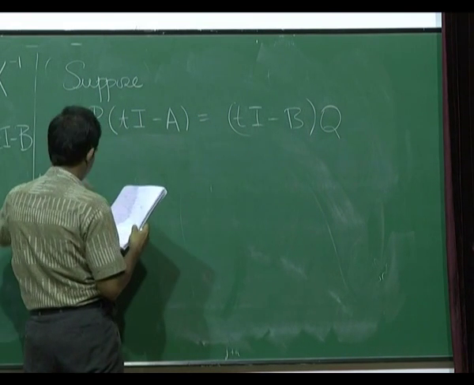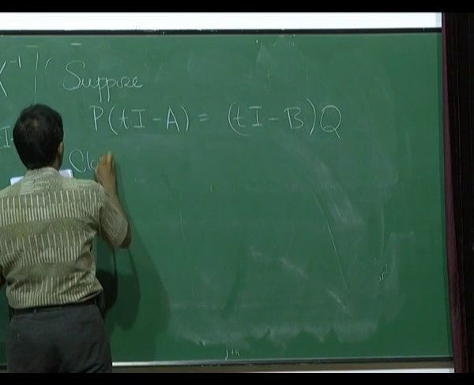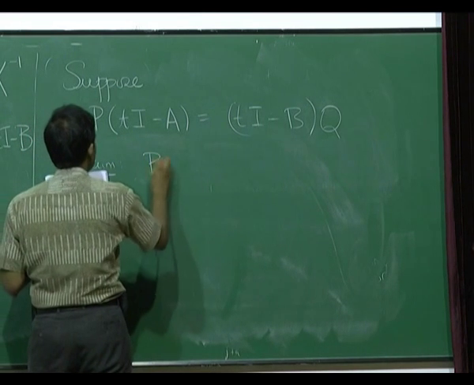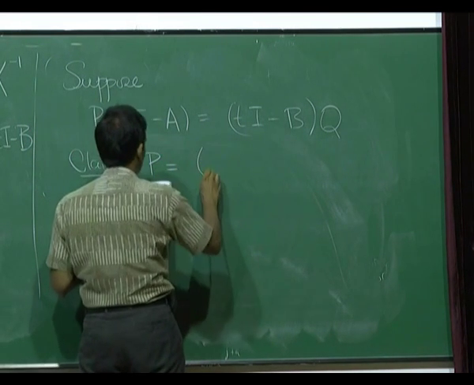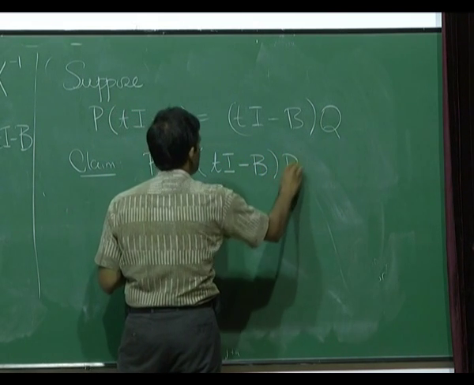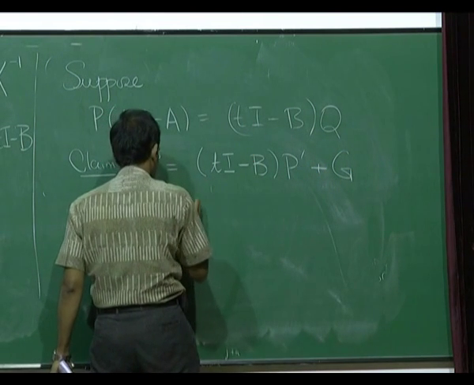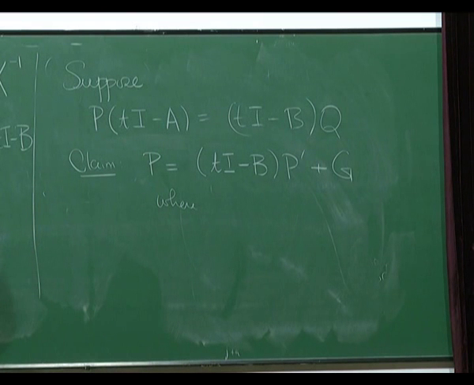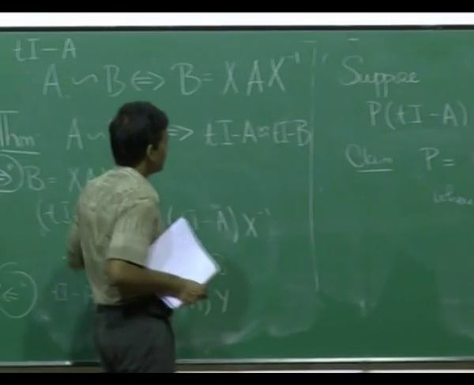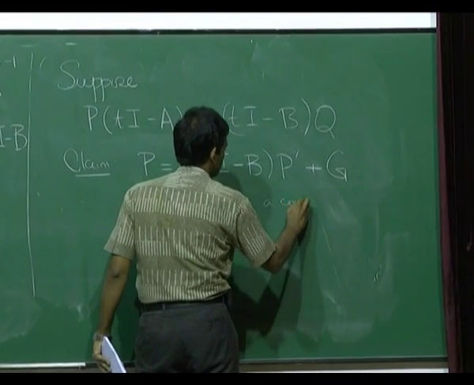So what you do is you write, I claim that I can write P as, this is some sort of division algorithm, (tI minus B) times P prime plus G, where G is a constant matrix. See, part of the problem here is I need to find constant matrices. For proving the similarity, these have to be constant matrices. There is no t in this similarity problem. So where G is a constant matrix.